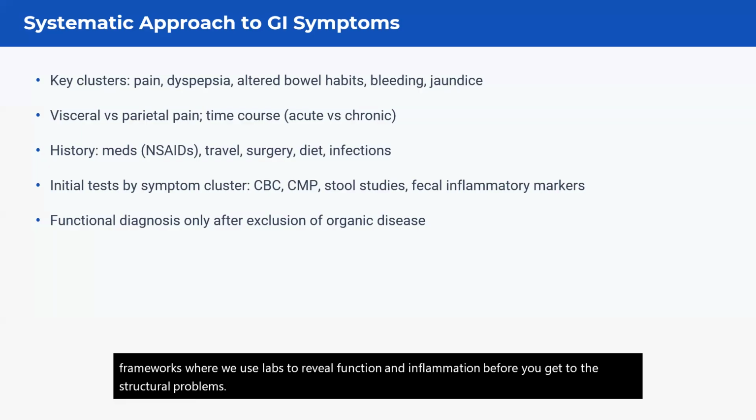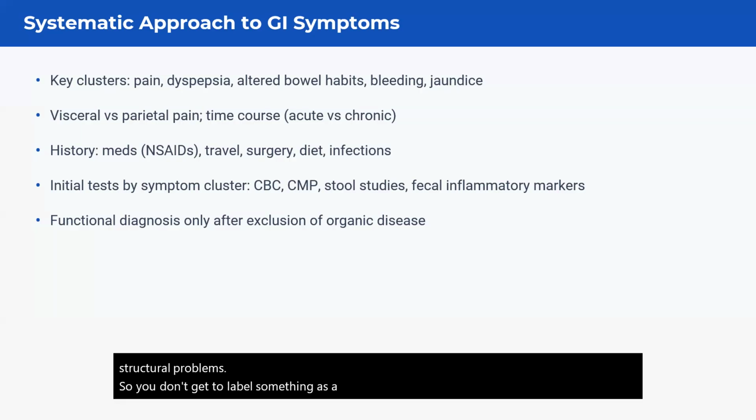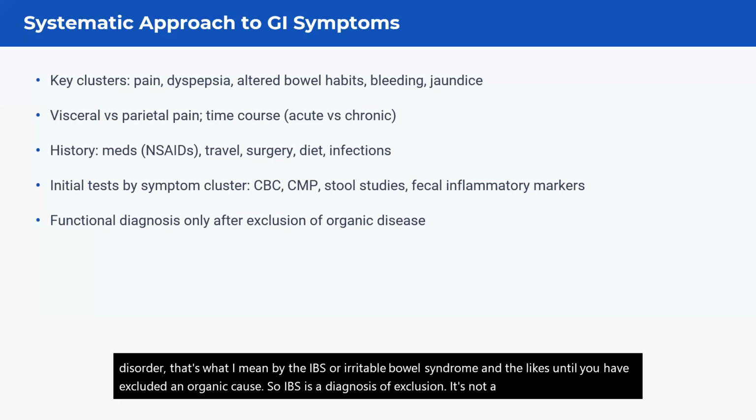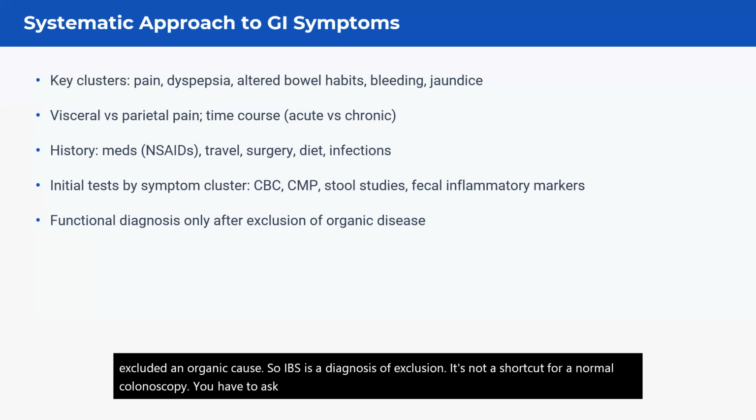So you don't get to label something as a functional disorder, and when I say functional disorder, that's what I mean by IBS, irritable bowel syndrome, and the likes, until you have excluded an organic cause. So IBS is a diagnosis of exclusion. It's not a shortcut for a normal colonoscopy. You have to ask yourself, how certain am I, or am I just rationalizing my uncertainty? So before you jump to that, you have to make sure you are systematic in your approach.